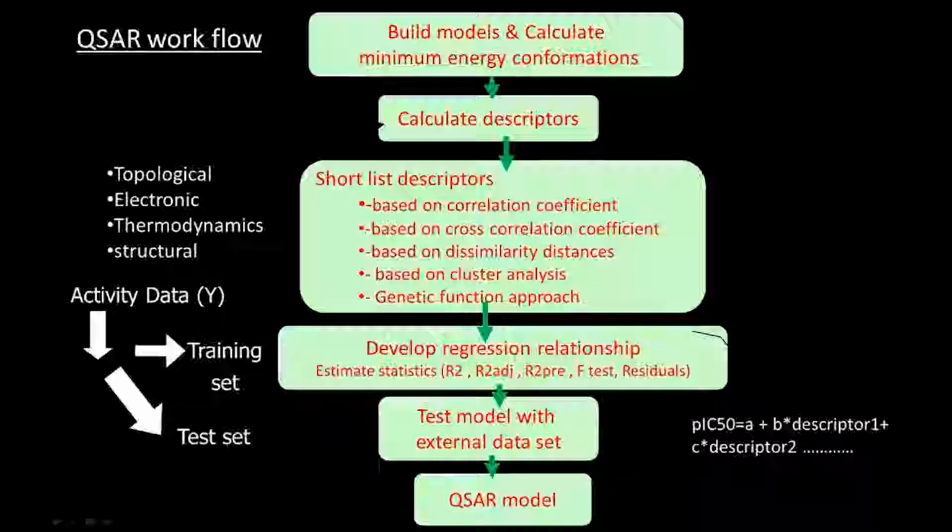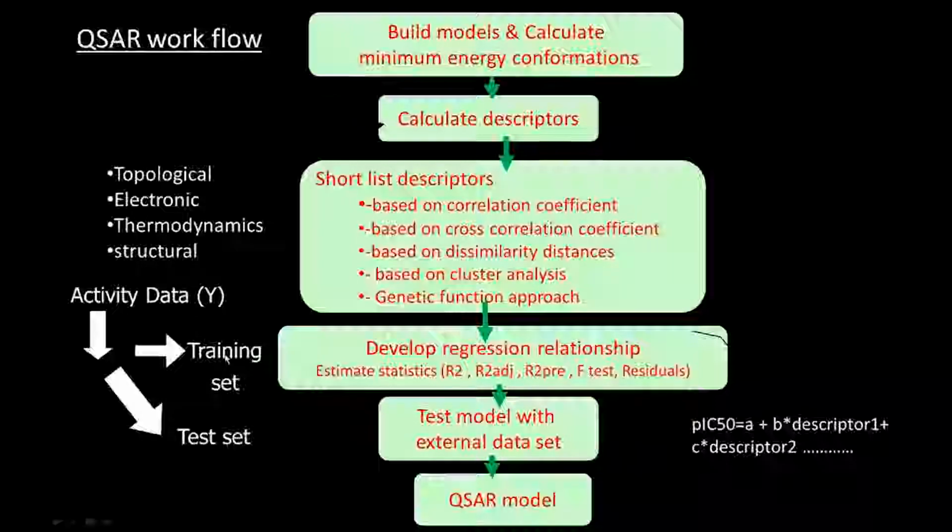Once we do that, we develop a regression relationship. We estimate a lot of statistics. These are statistics we will talk about in the course of the next 1 or 2 lectures, and then see how good the fit is. So you develop a regression relation, but parallelly you divide the data set into training set and test set.